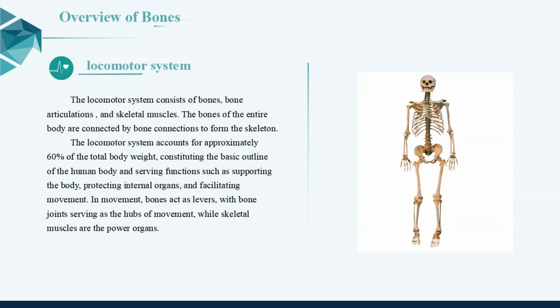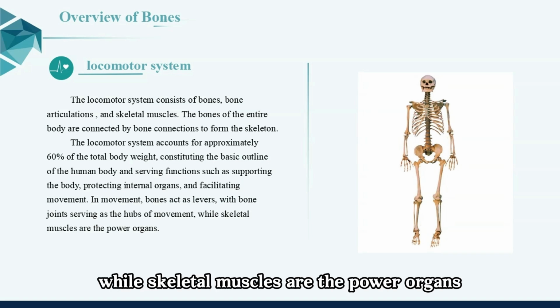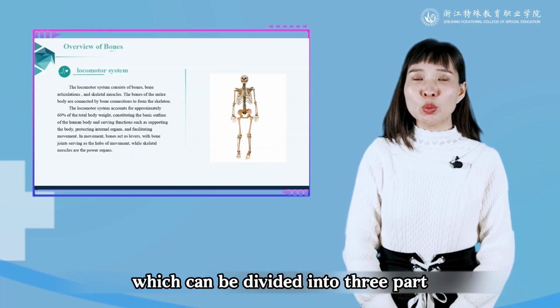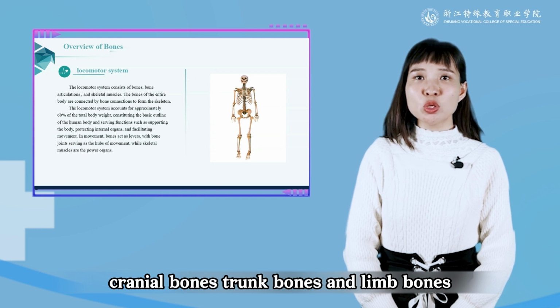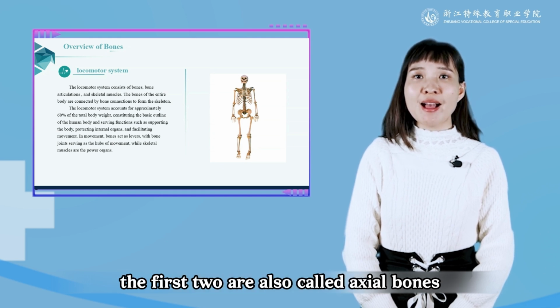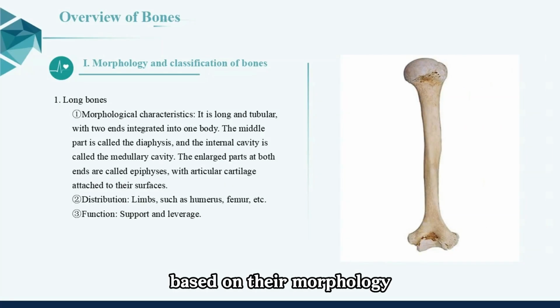In movement, bones act as levers. Bone joints serve as the hubs of movement, while skeletal muscles are the power organs. An adult has 206 bones, which can be divided into 3 parts: cranial bones, trunk bones, and limb bones. The first 2 are also called axial bones. Bones can be classified into 4 types based on their morphology.